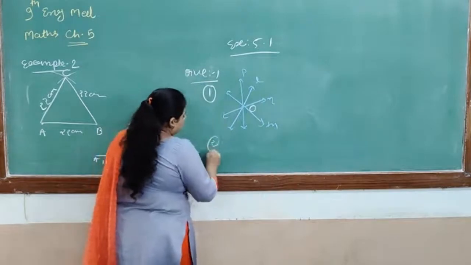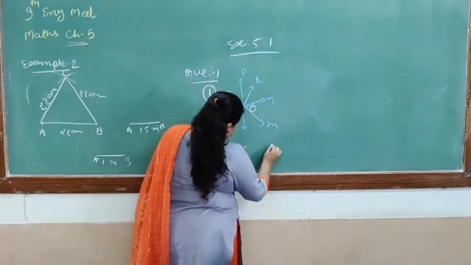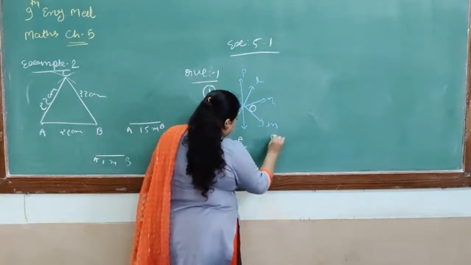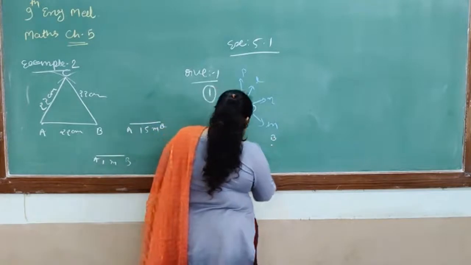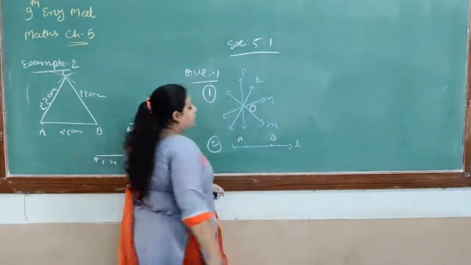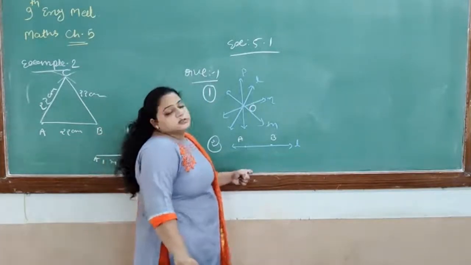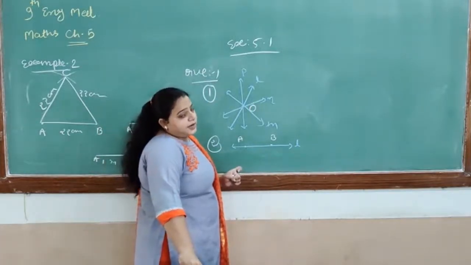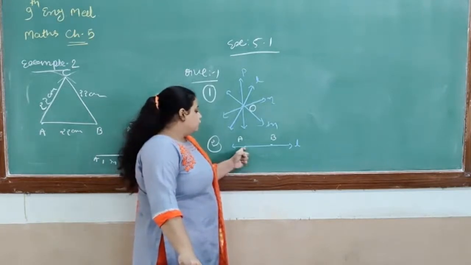Now they are asking about 2 points, A and B. Now let us pass one line, named L. From these 2 points, no other line can pass. Only one and only one line can pass through two distinct points.